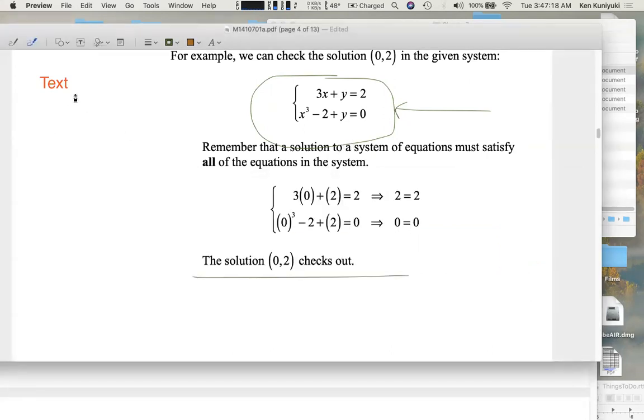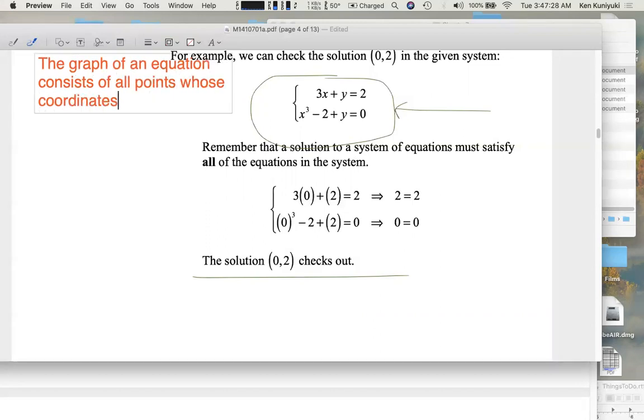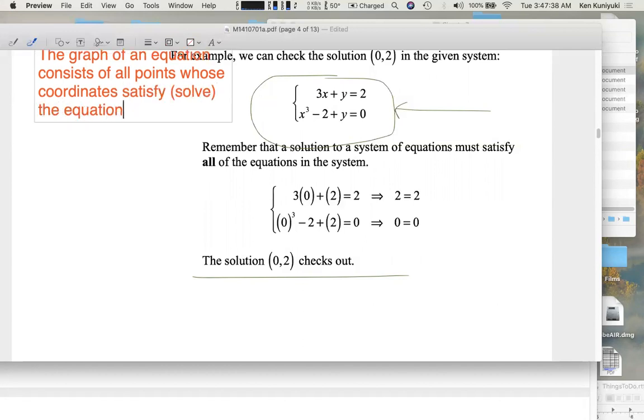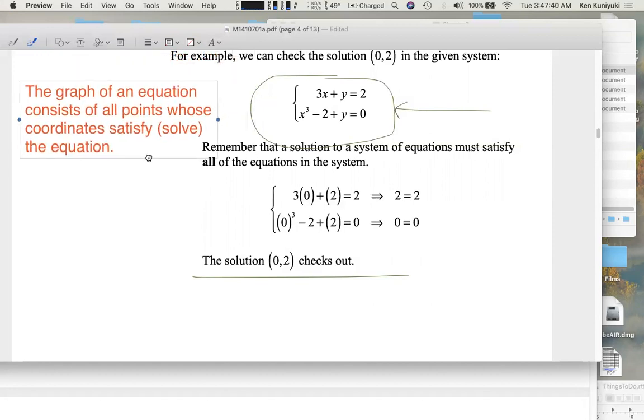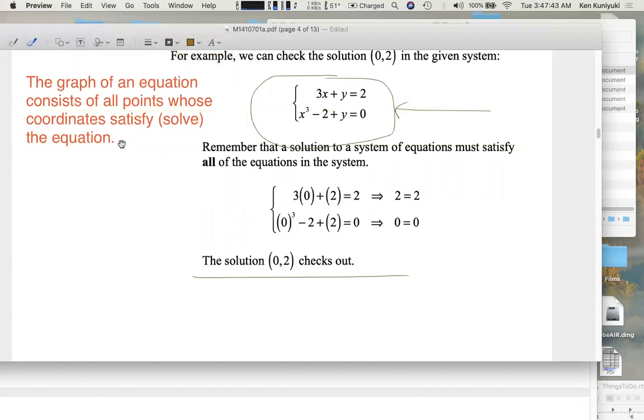Well, remember the basic principle of graphing. The graph of an equation consists of all points whose coordinates do what? Satisfy or solve the equation. The graph of an equation consists of all points whose coordinates satisfy or solve the equation. That's true in Cartesian coordinates, polar coordinates, 3D coordinates. That's a powerful concept, the basic principle of graphing.